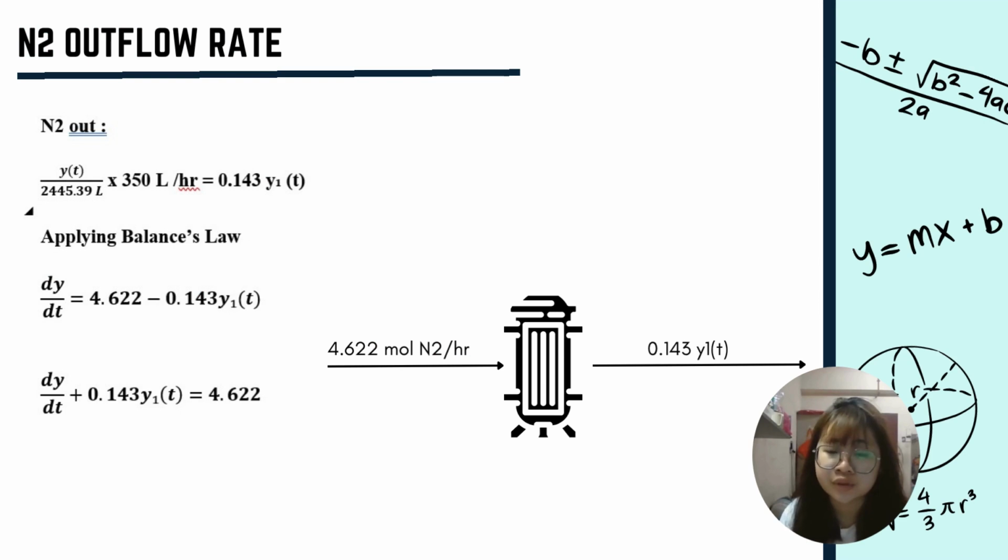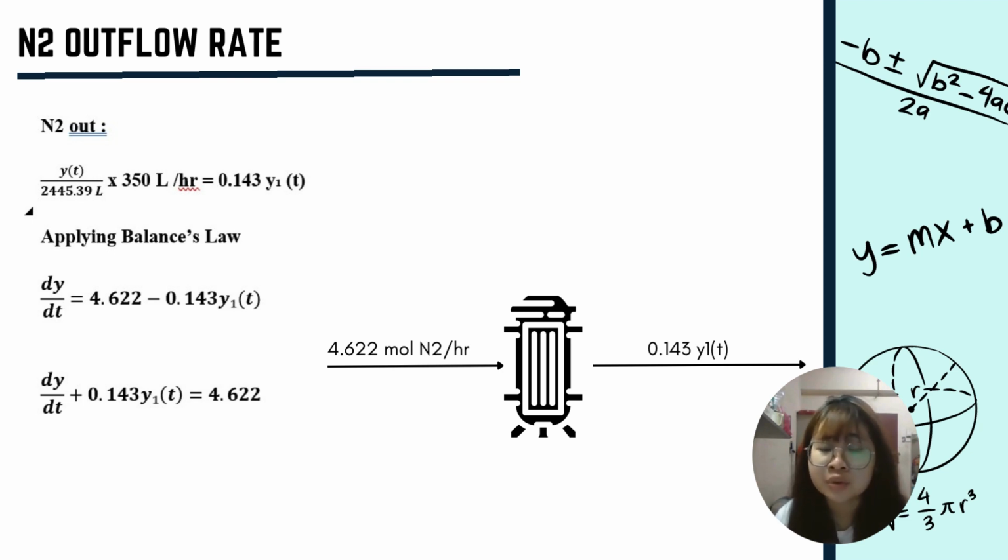To calculate the nitrogen outflow rate, the same concept is used. In this case, the volumetric flow rate at the outlet stream is 350 liters per hour. The accumulated nitrogen in the outlet stream of the reactor remains unknown. Hence, we derive 0.143 y(t).